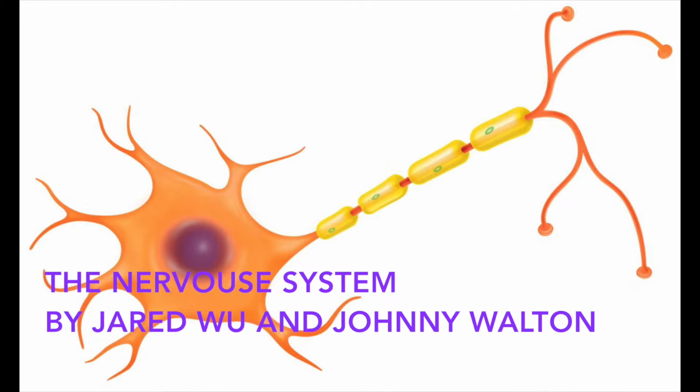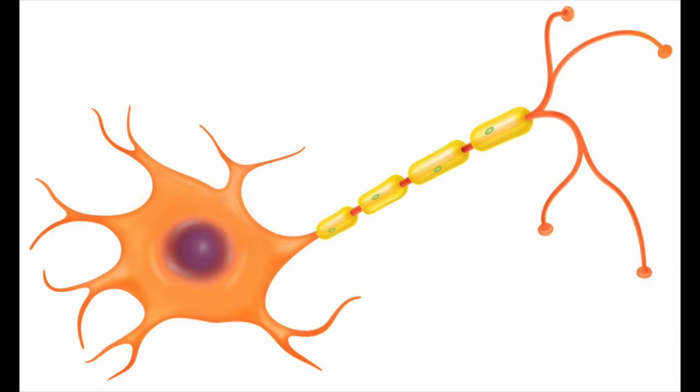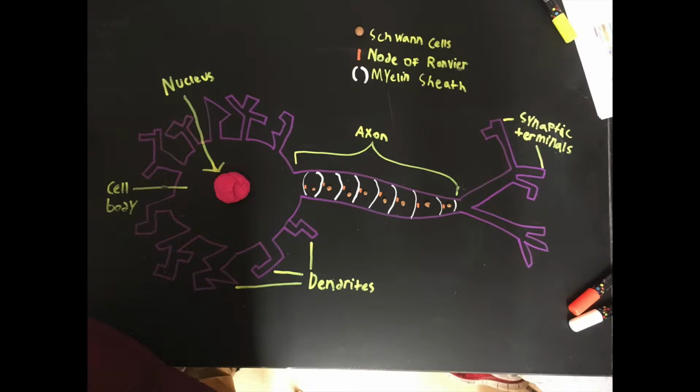So this video is going to be based on the nervous system, and the function of the nervous system is to help the body communicate with its different functions throughout the body. And right here we have a picture of the neuron. So coming from this picture of the neuron, we come to our diagram.